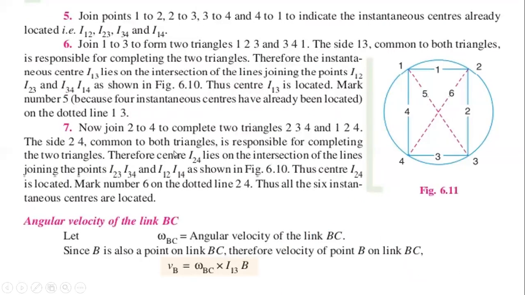Thus, center I24 is located, and we mark number 6 on the dotted line 24. Thus, all 6 instantaneous centers are located. By locating I24, we have all the 6 instantaneous centers located.